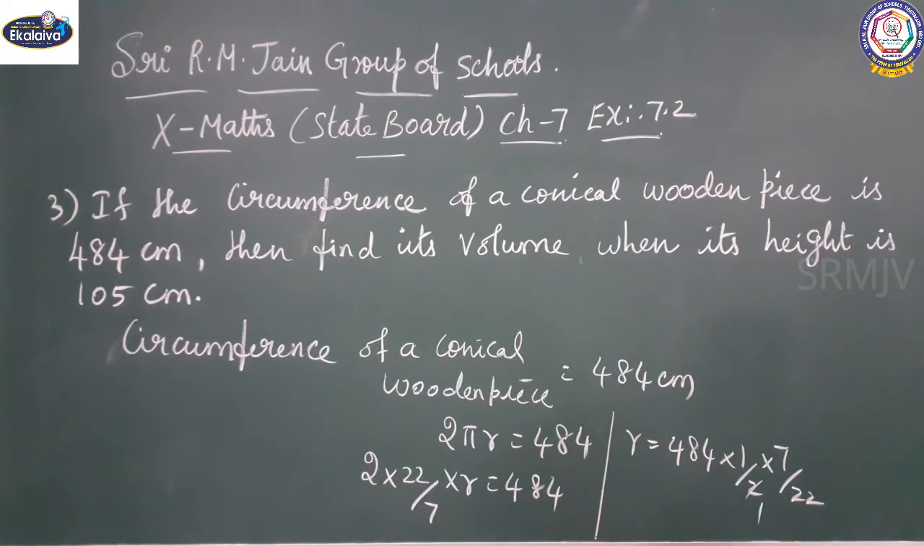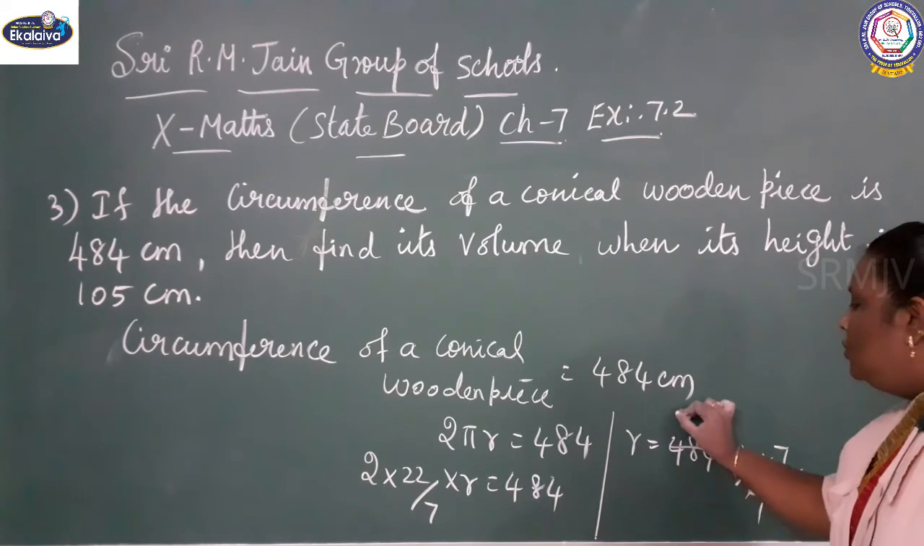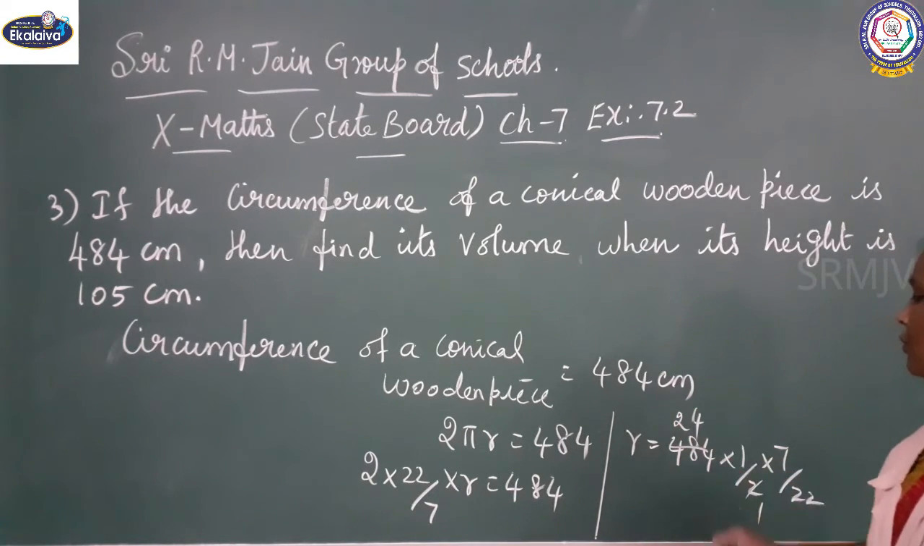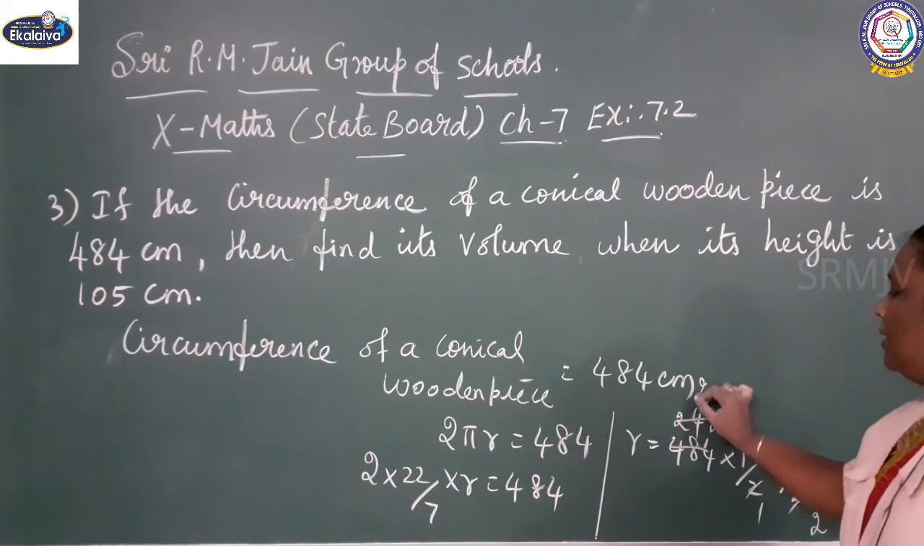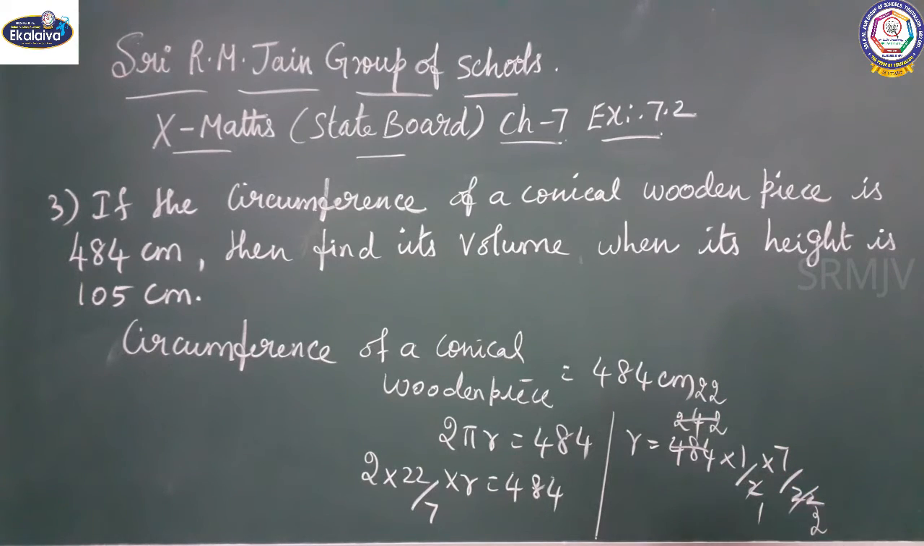2 ones are 2, 2 twos are 4, 4 twos are 8, 11 twos are 22. 2 ones are 2, 11s are 11. So what is the radius? Radius equal to 11 into 7, 77 centimeter.